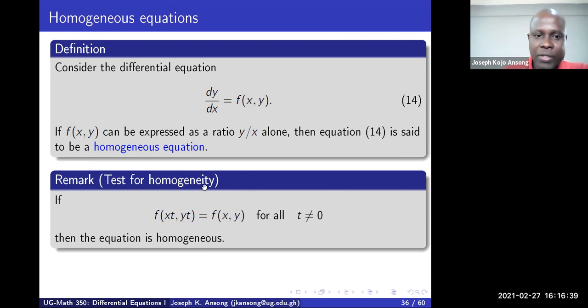One of the ways you can test homogeneity, a very simple way, is to pick the right-hand side function f, and wherever you see x, replace it with xt, where t is some variable, and wherever you see y, replace it with yt. If you do that and you are able to show that f(xt, yt) is equal to f(x, y), then the differential equation is homogeneous.